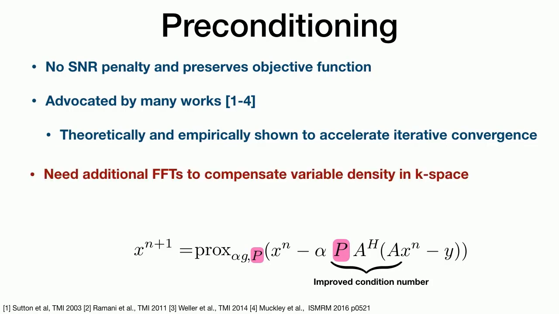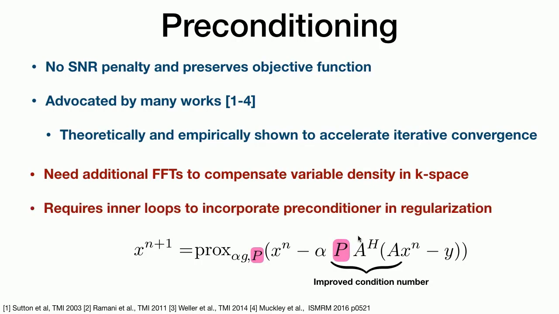Now, this is still not perfect. It still has some issues. One is that now the preconditioner is applied in the image domain. And so to compensate variable density in k-space, you have to do additional Fourier transforms. In addition, incorporating preconditioners in regularization, the proximal operator, is non-trivial.